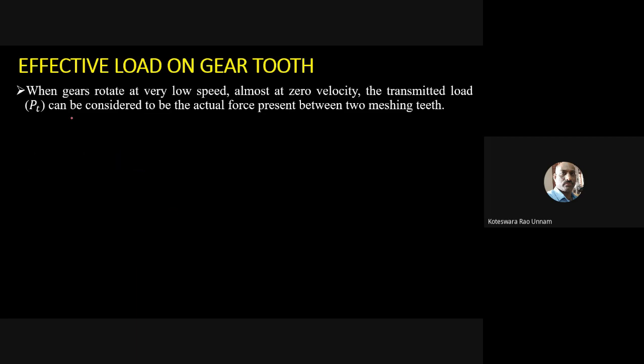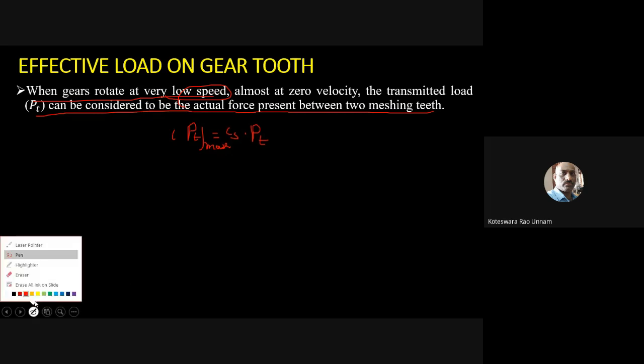Now, like I said, when gears rotate at very low speed, almost at zero velocity, the transmitted load PT can be considered to be the actual force present between the two machine gears. That means if the speed of the gears is low, then you can take the equation we got, PT max equals CS, the service factor, into PT. This is PT max, the maximum value. But the thing is, gear trains always run at very high speeds, not at low speeds. Therefore, you need to consider some correction factor for this velocity also.